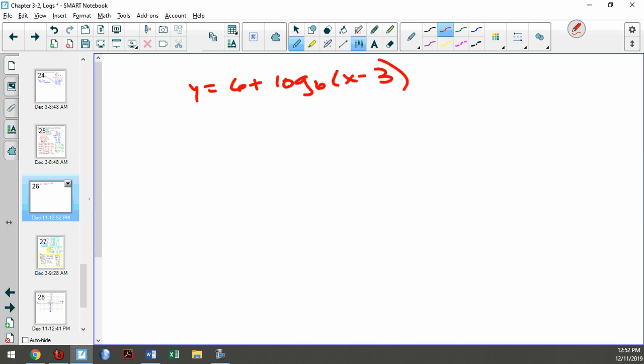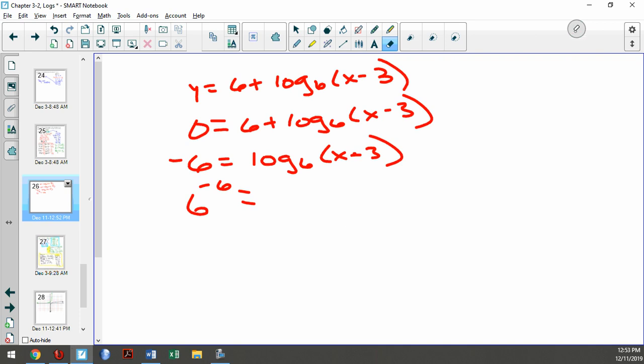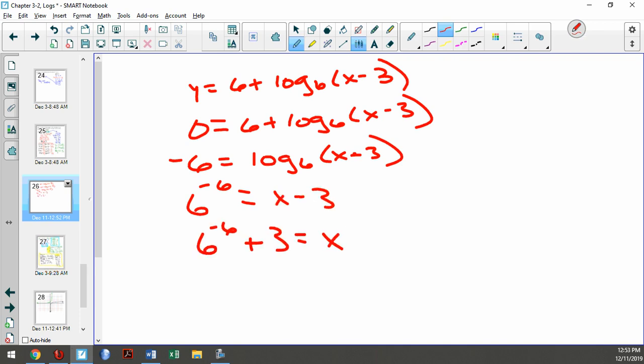If I'm trying to find an x-intercept, that means y is 0. So if I subtract that over and solve for this, that's 6 to the negative 6 is equal to x minus 3, sorry. Six to the negative 6, what type of a number is that? Ridiculously small. Do we all understand that?